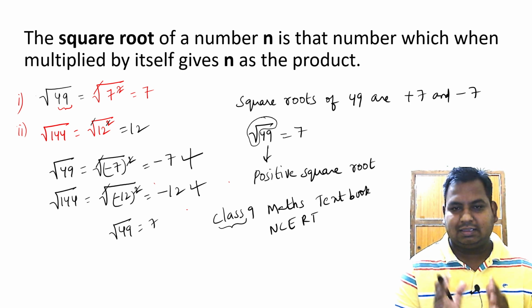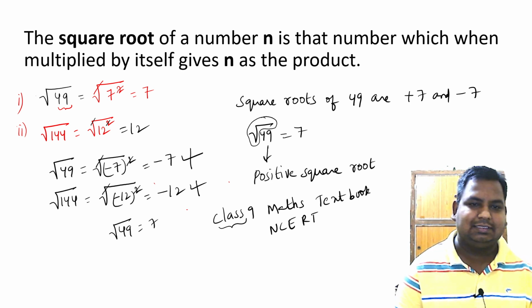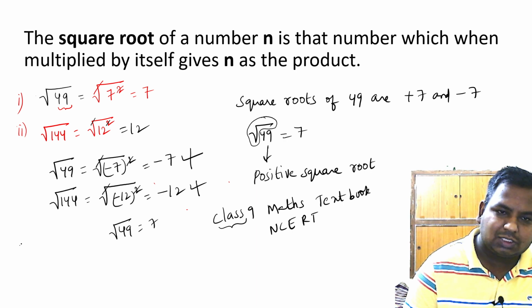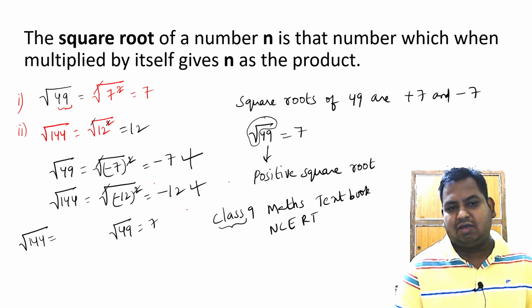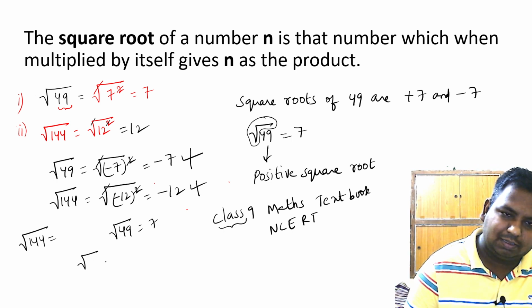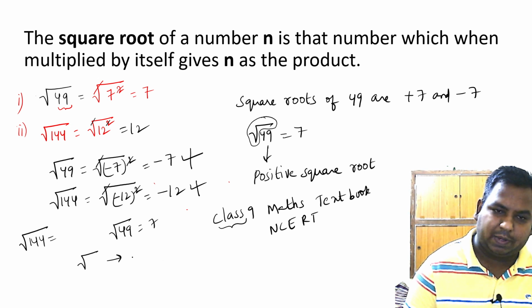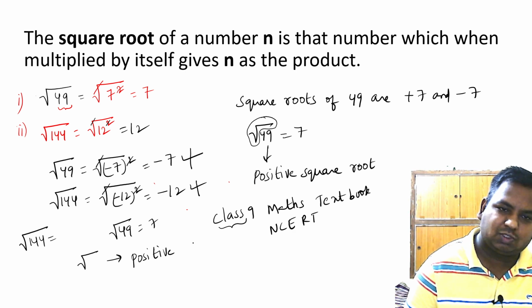But the thing to be remembered, the thing to be noticed, is that under the square root symbol, if we have a number, then we have to consider only the positive square root. This is the symbol for the positive square root.